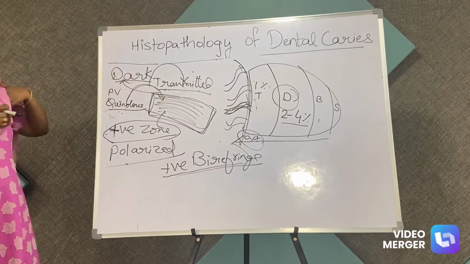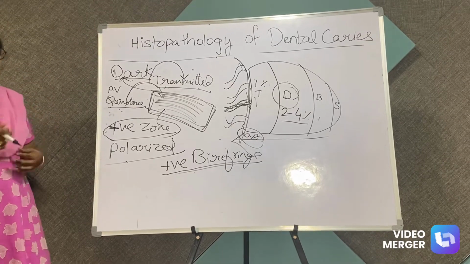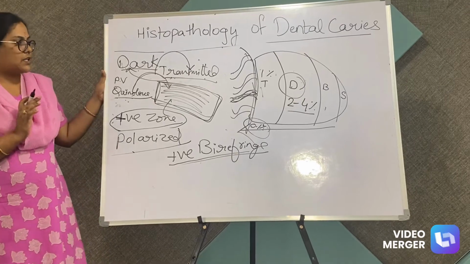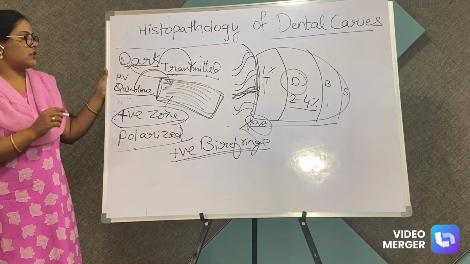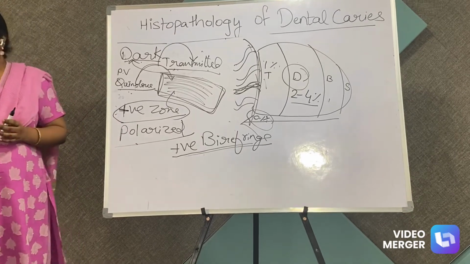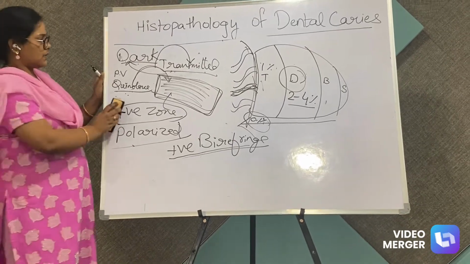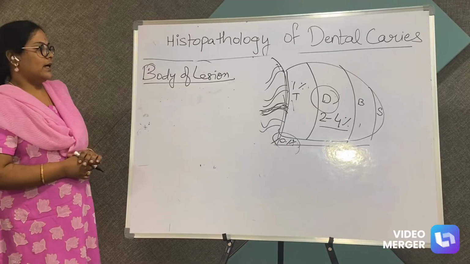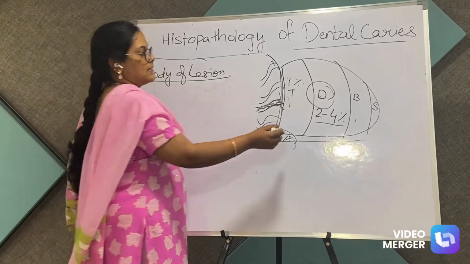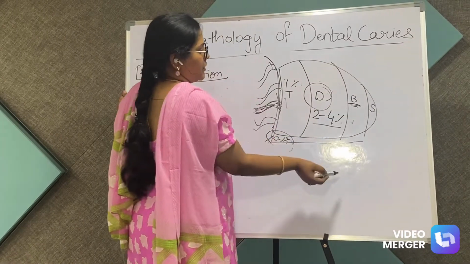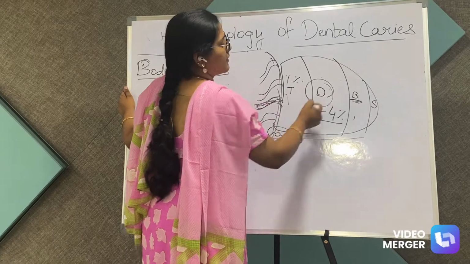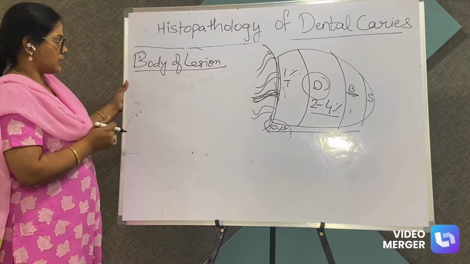And what is the clinical aspect about this zone? This has to be removed, of course, during the carious excavation process. Now let's go into another zone, that is the body of the lesion, which is next to the surface zone, the layer beneath the surface zone.